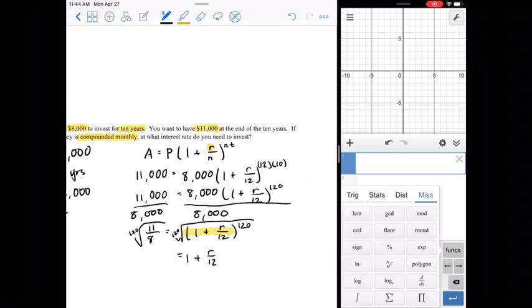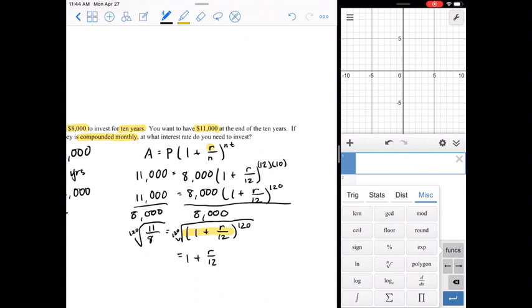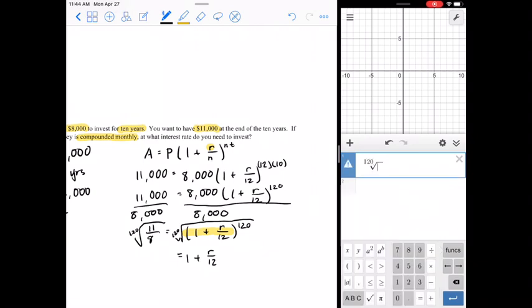But let's look in our calculator. Using Desmos, we can get the 120th root by going to functions and then look for the thing that has an nth root. So I'm going to pick this. So I can put 120 there and 11/8 inside. And so this is what we get. You don't necessarily have to find this number, but this is what you're doing. So 120th root of 11/8 is equal to 1 plus r over 12.